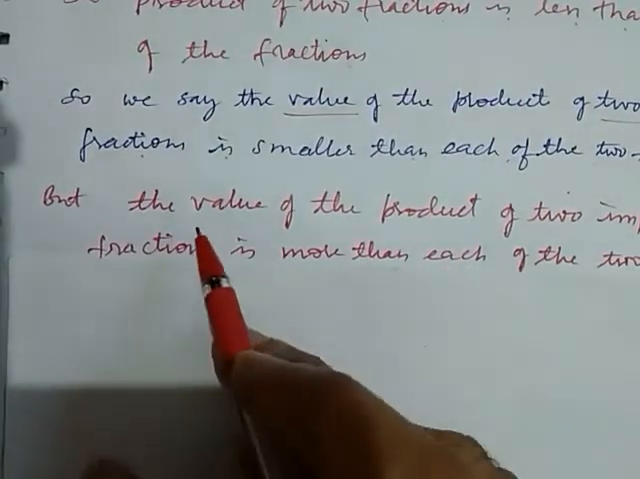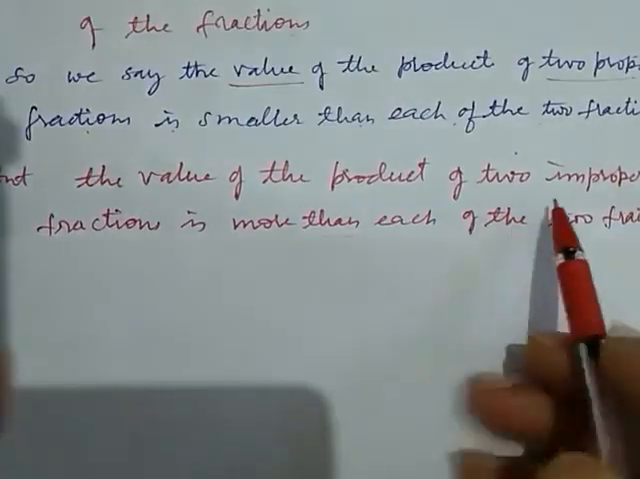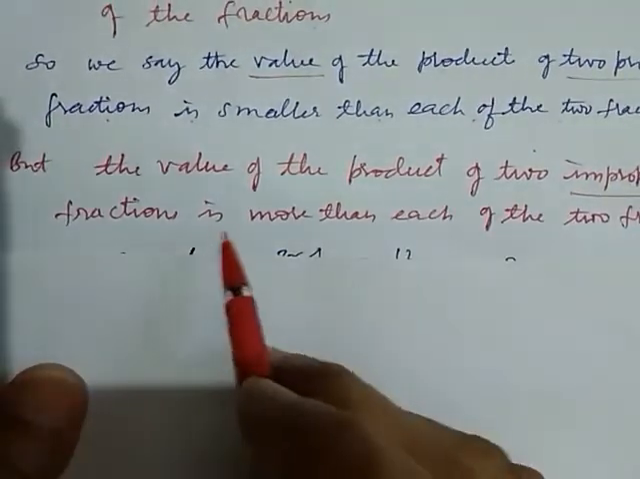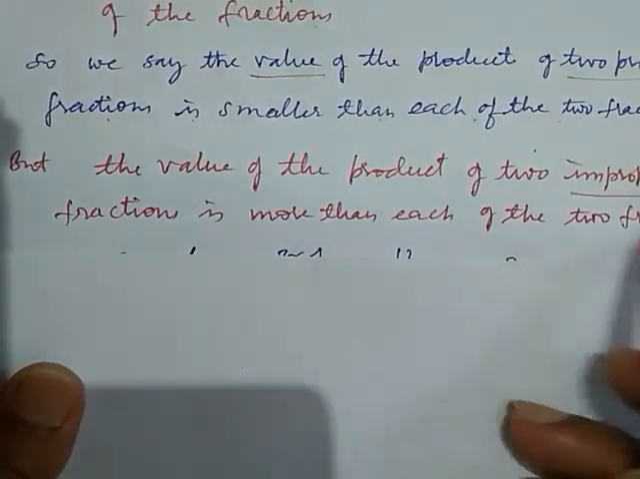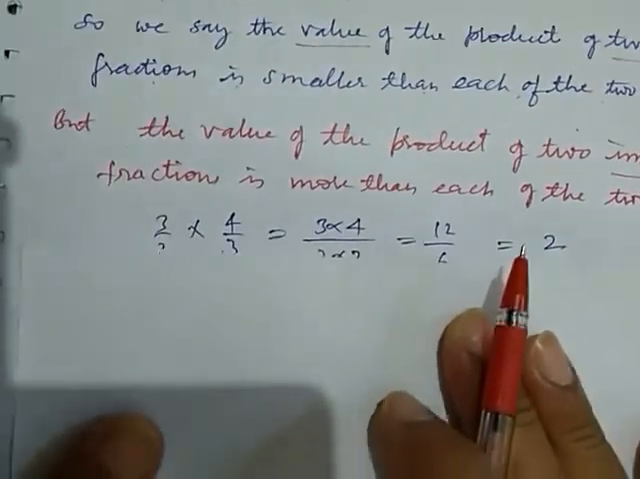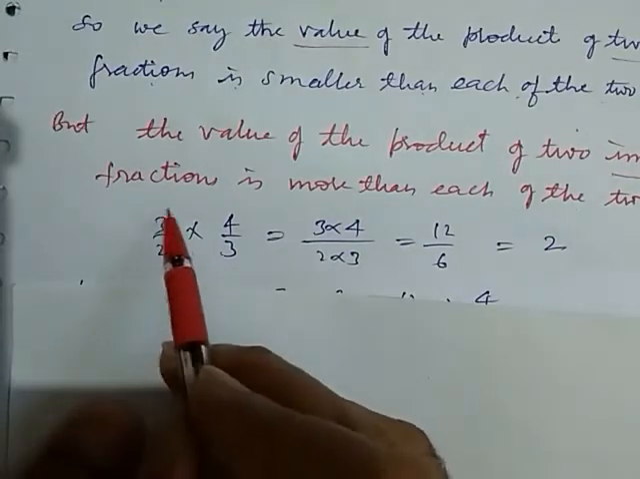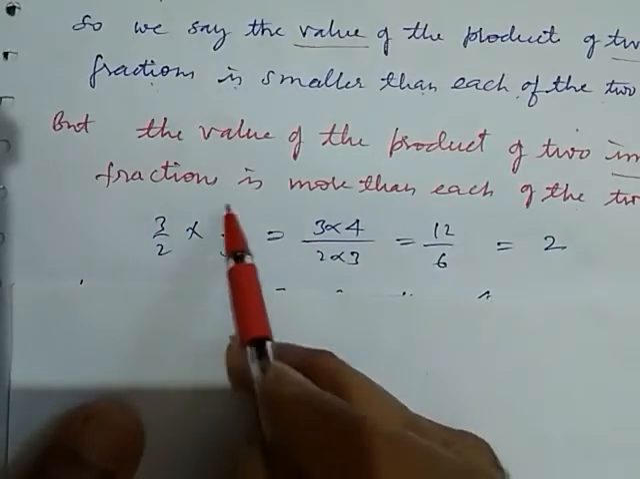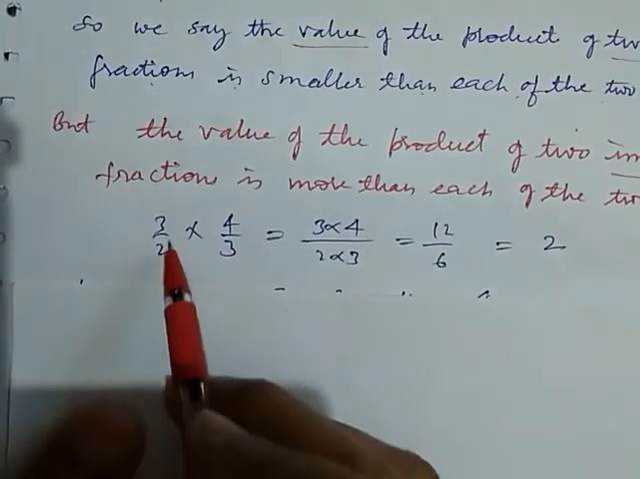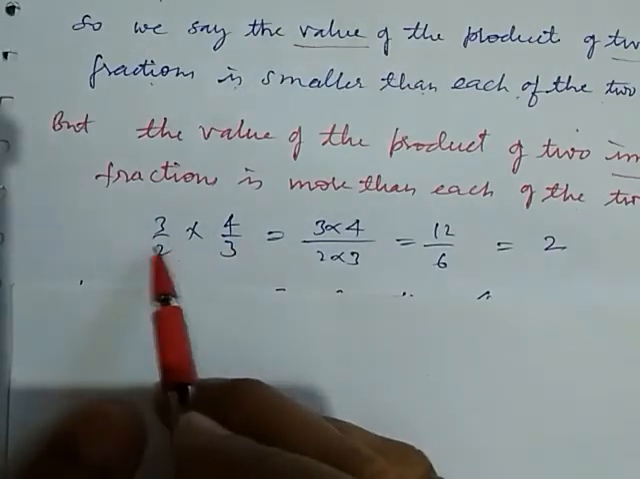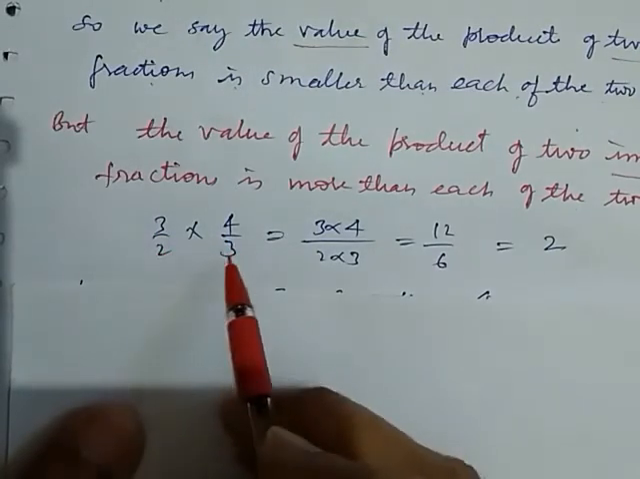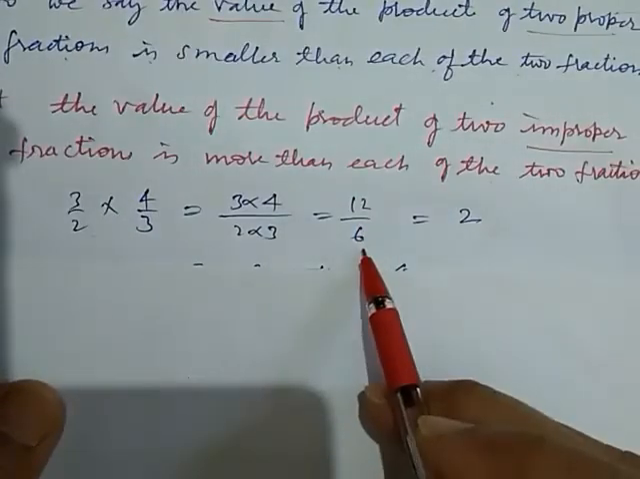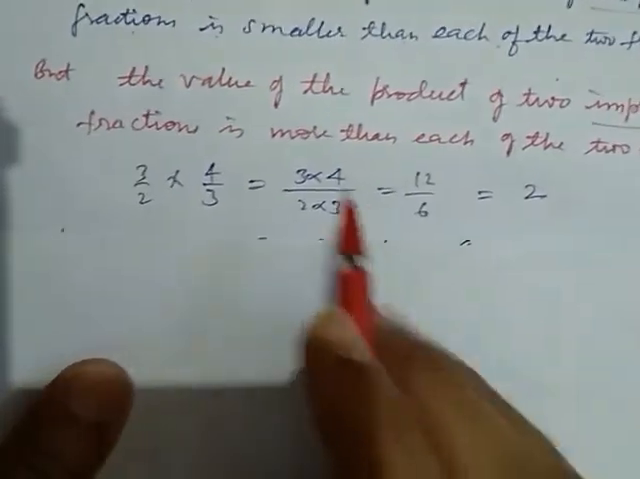But now we consider the value of the product of two improper fractions. This time we consider that the product of improper fractions is more than each of the two fractions. So we take an example. Here this is 3 by 2, which is improper because the numerator is greater. This is 4 by 3, which is also improper. And here we make the product of these two improper fractions. So we receive 3 into 4 and 2 into 3, means 12 by 6, that is 2. Okay.